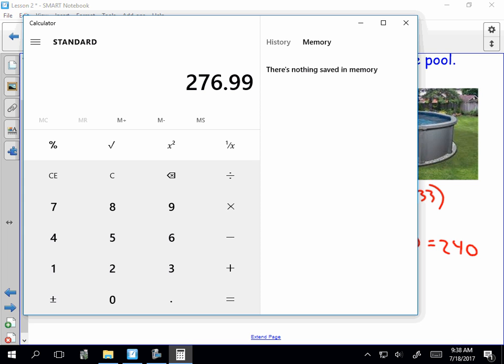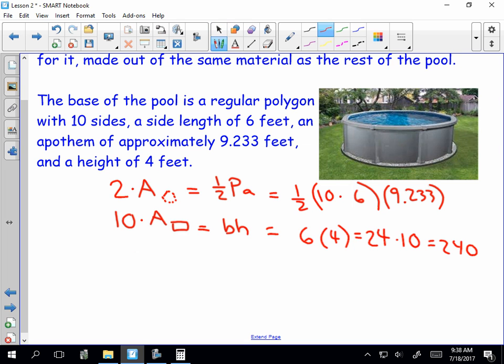So there is the surface area of one of our polygons. We need 2. And then we have to add our lateral area, so we've got plus 240. And we get our surface area of 793.98. Always looking at our measurements, and in this case it is feet squared.